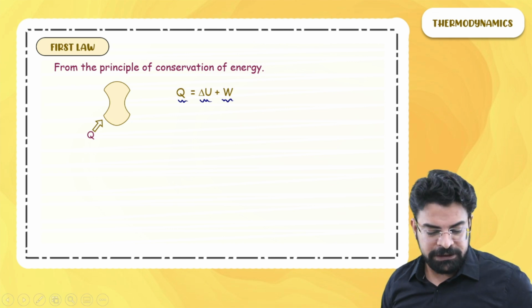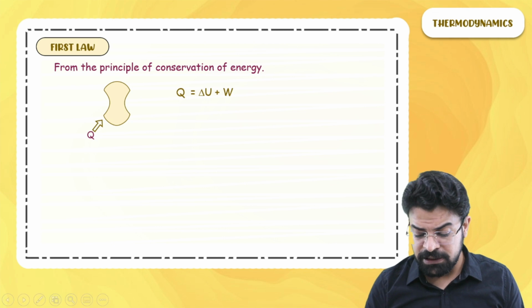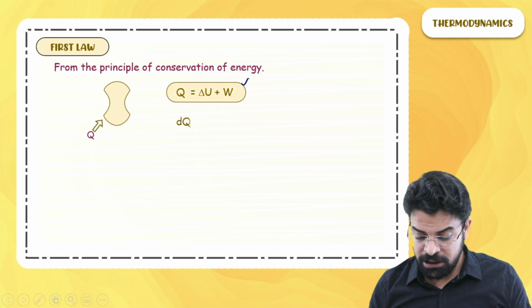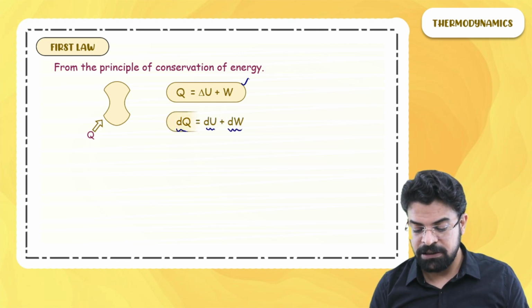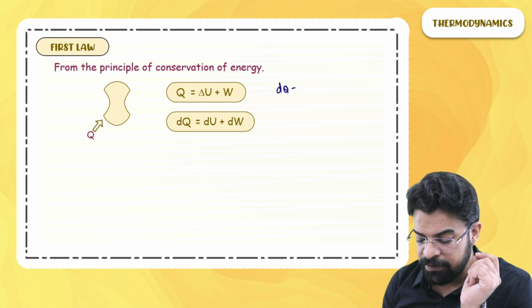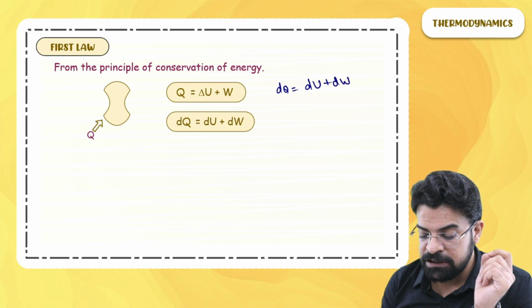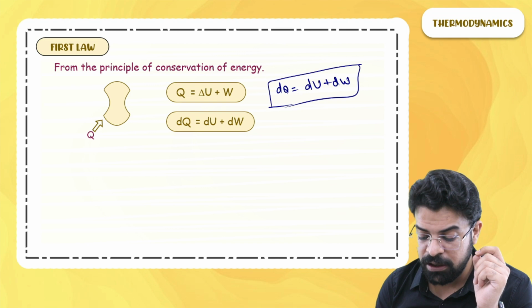But in the world of physics, whenever we define something, we define it for infinitely small. Rather than writing Q equals to delta U plus W, what we write is dQ equals to dU plus dW in the differential format. The infinitely small heat given equals to the infinitely small change in internal energy plus the infinitely small work done by the gas, and I'm going to use it many a time. Okay, so keep this in mind.